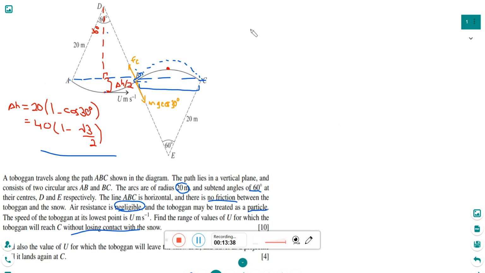independent of time. We say that y is equal to x tan theta minus g x square over 2 u square cosine square theta. When the particle reaches C, y in this situation is 0, there is no increase in height. And the initial angle, or the projectile initial angle, is theta, which is 30 degrees.